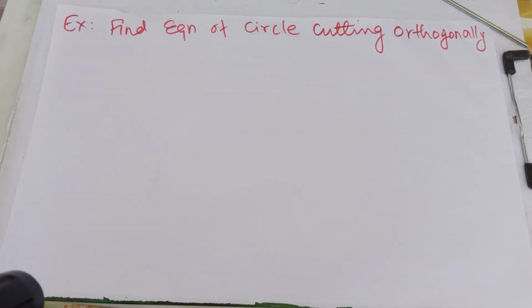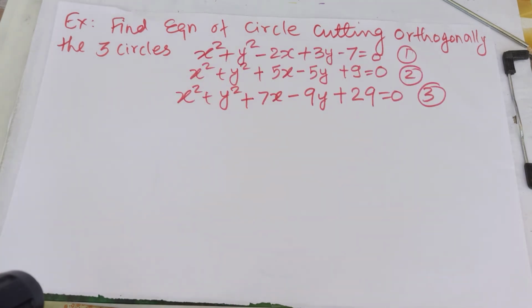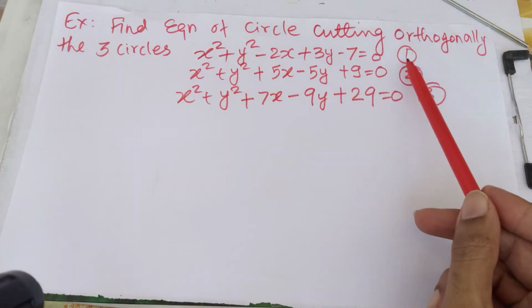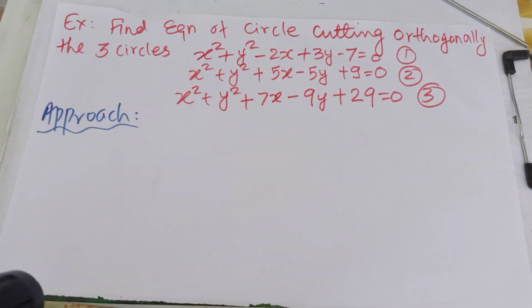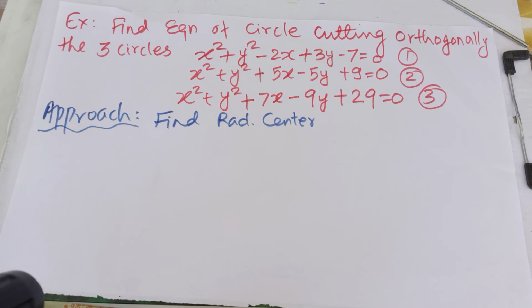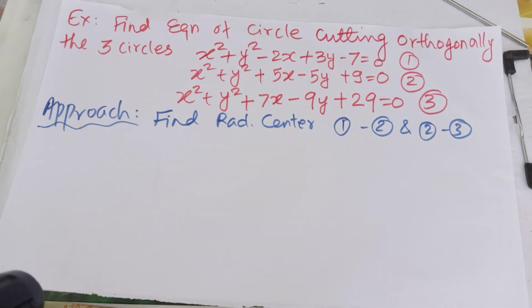Let's take an example. Find equation of circle cutting orthogonally the three circles whose equations are represented by equation 1, 2 and 3. How we will solve this? So the approach would be find the center, that would be the radical center, by solving 1 minus 2, 2 minus 3, that is their radical axis.